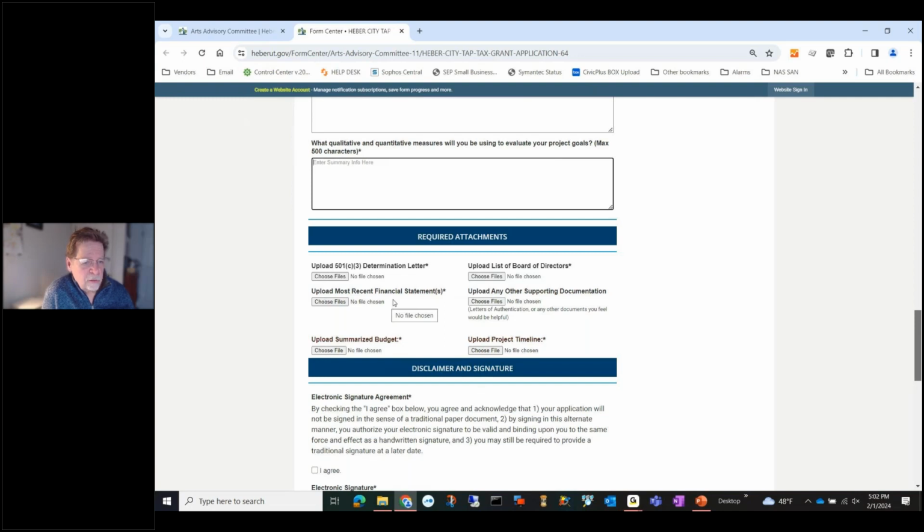We're looking for a listing of your boards of directors. We are not looking for personal information, so be careful not to include that. These documents will be made public, so be aware of that in submitting phone numbers and emails. Also, the supporting documentation that you might consider: letters of authentication. You might want to submit some letters of support from leaders in the community or folks that you consider to be really relevant to the project.